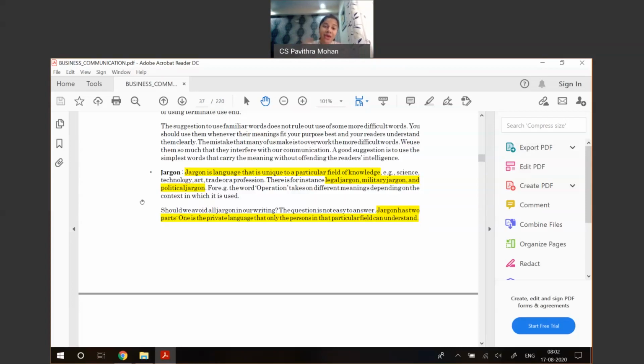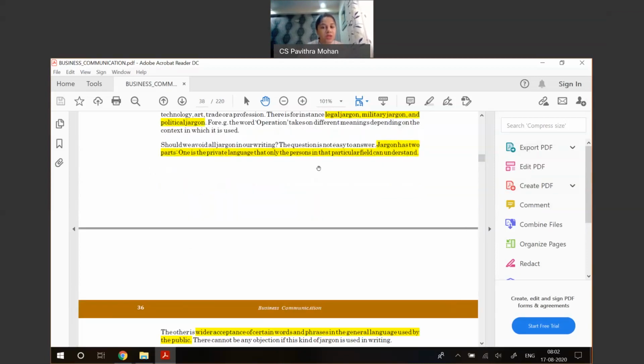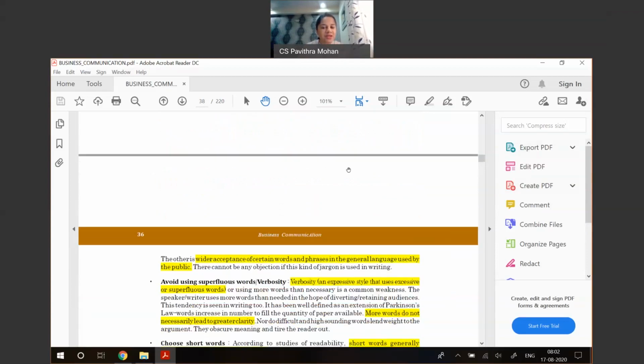Okay, so I have to explain what I'm trying to tell them. I have to be very precise, clear, and tell them entirely. This is what is called jargon. These jargons are unique for every field. They can be legal jargons, military jargons, political jargons, and again, jargon has two parts. One is the private language that only the person in that particular field can understand, and the second one is widely accepted and phrased in general language and used by the public.